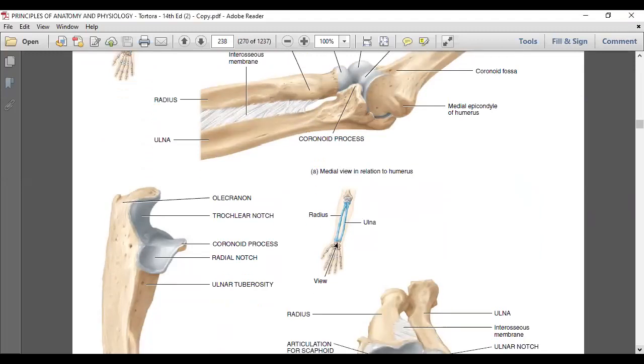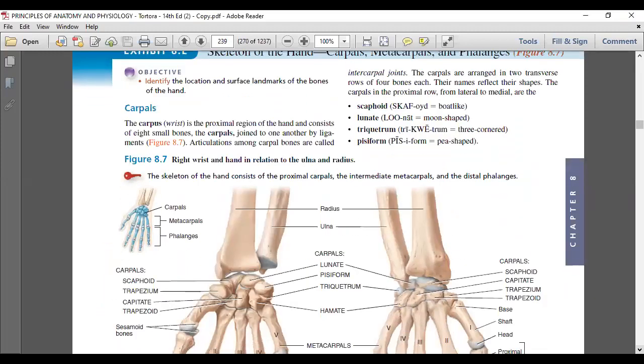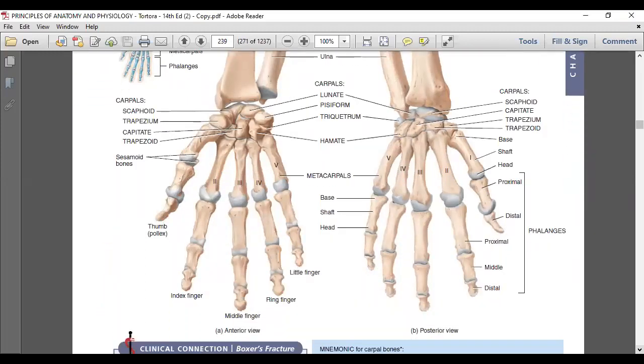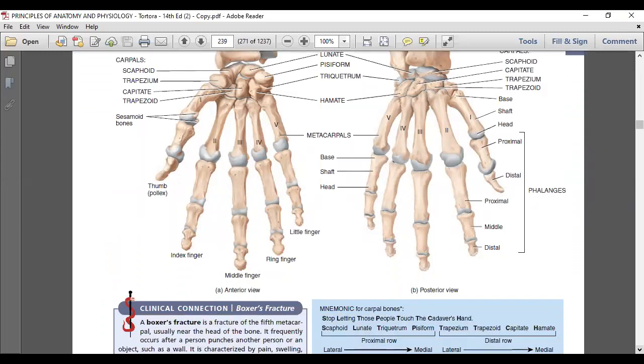So now I'm working on the names we got in the joint. That's all. Here it is. See the names: scaphoid, trapezium, capitate, trapezoid, lunate, pisiform, triquetrum. In MBBS first year itself, you have to learn all this.